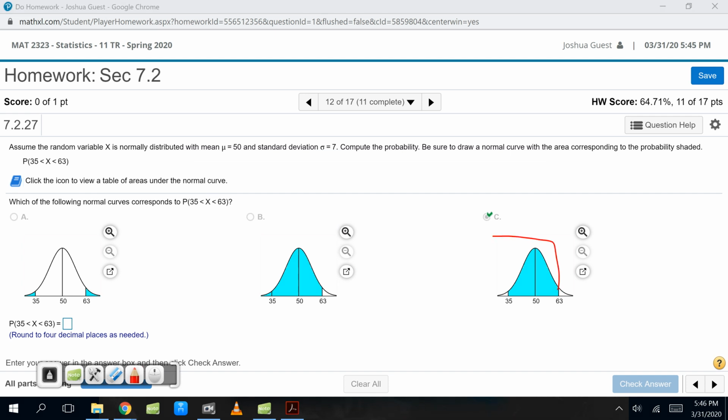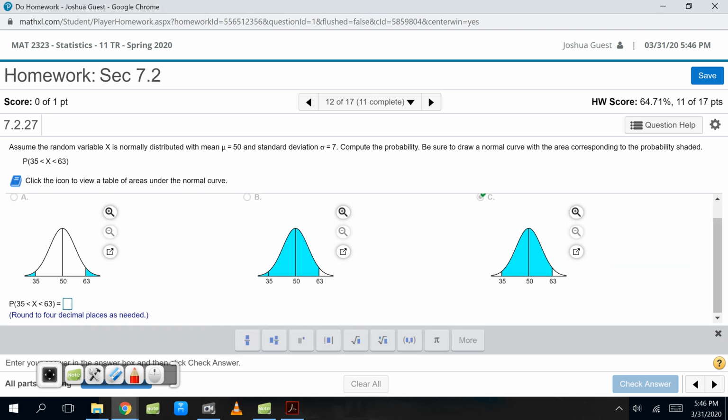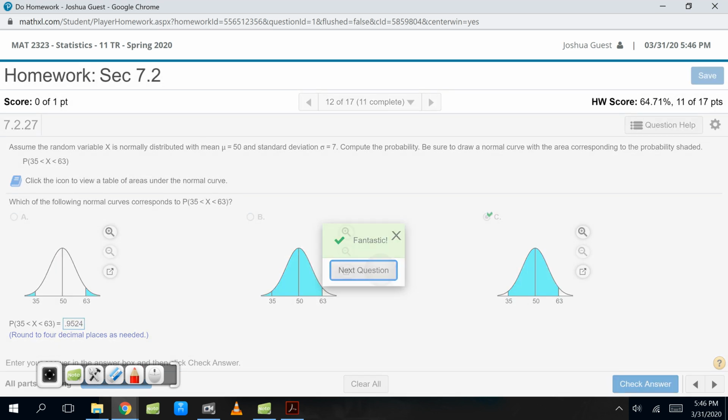So from this point over is 0.9686, and from this point over is 0.0162. To find the area between the two, we just say 0.9686 minus 0.0162. That worked out nice. Didn't have to borrow anything. 0.9524, and that's the area between the two that goes in right here. I typed an extra digit, so I typed it wrong. Good deal. Next question.